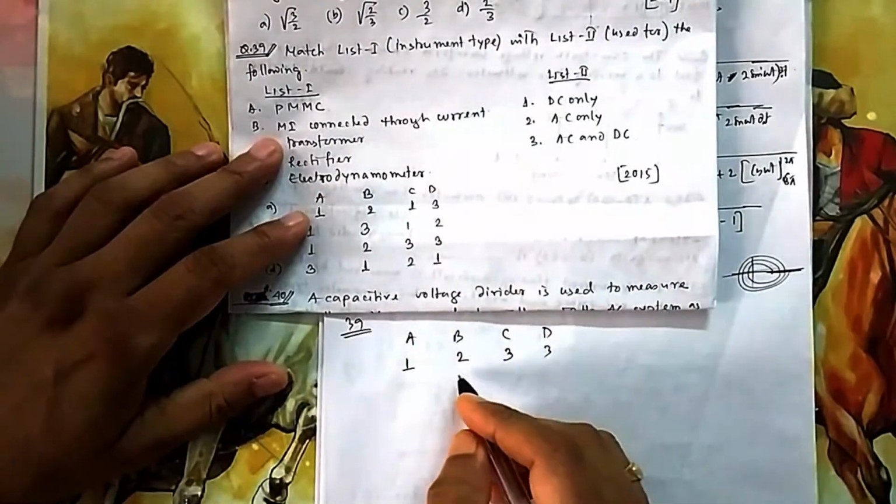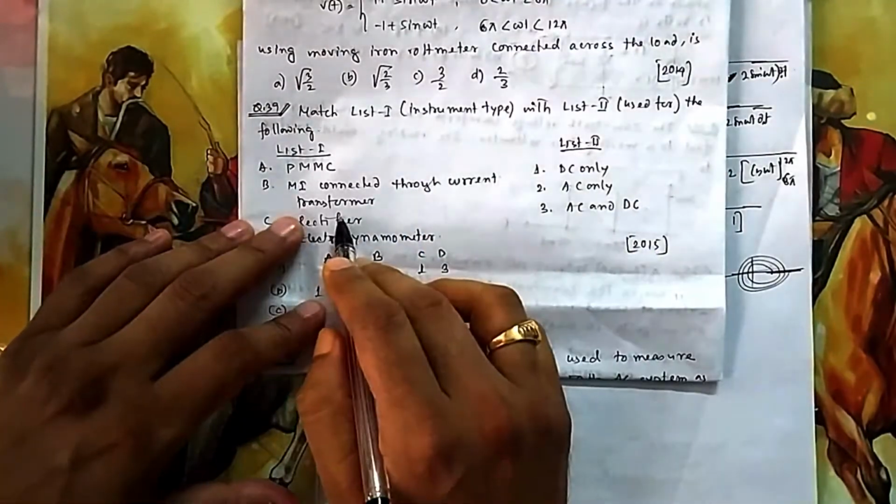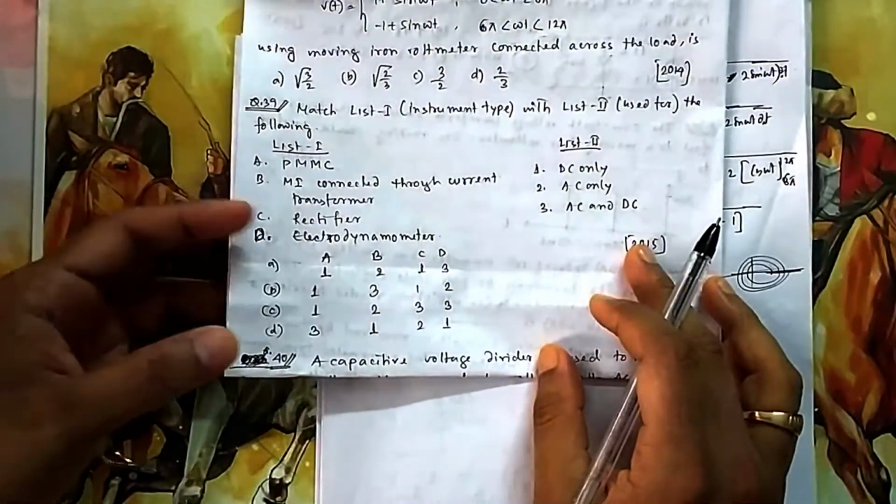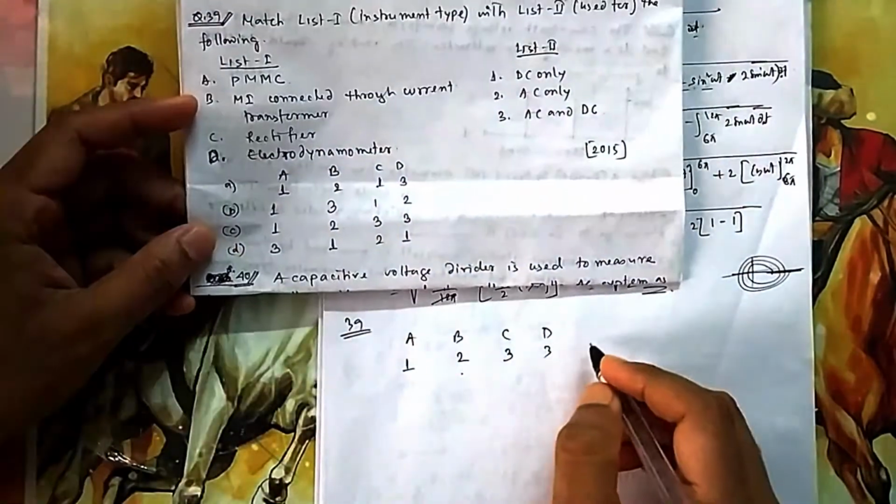Here, why is MI operating for AC only? Because it is connected through CT. Through CT means only AC will work, otherwise CT will not work. So that's why it is option C.